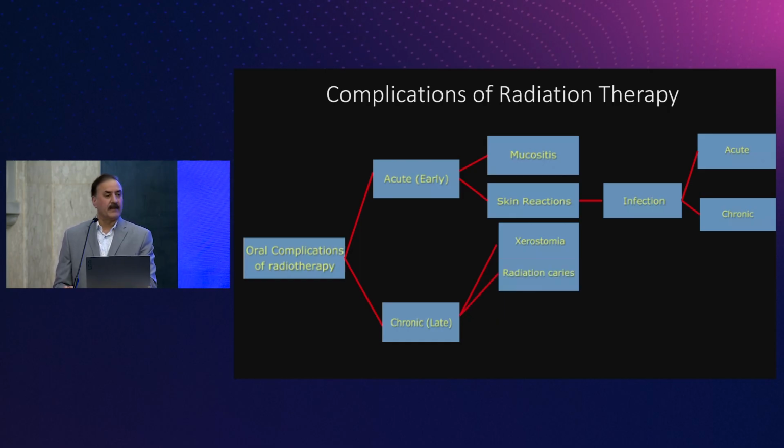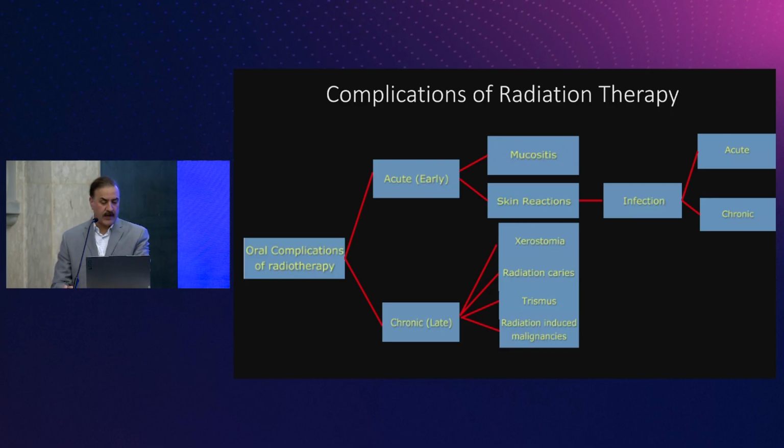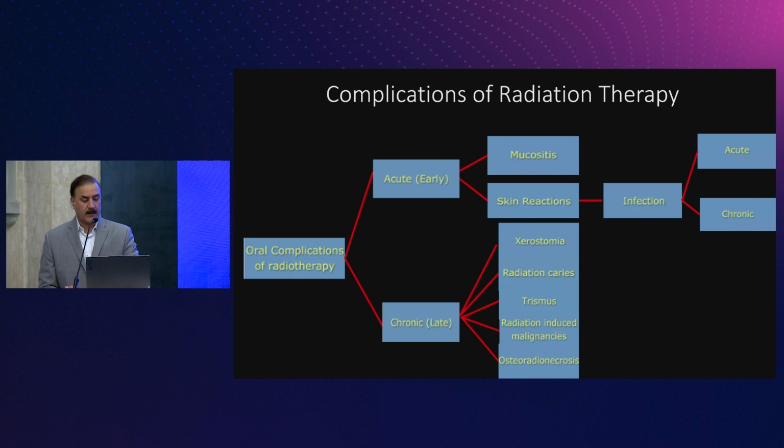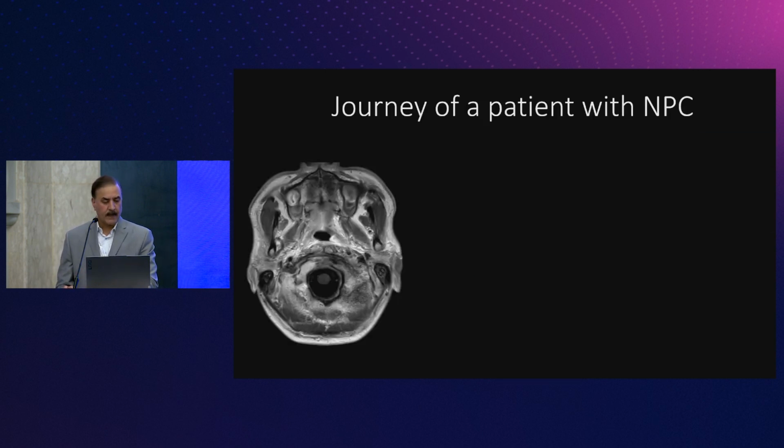You have dental caries that develop in these patients. You have trismus, which can be quite bad at times. They cannot eat anything and have to survive on a liquid diet. And then, of course, the other radiation-induced malignancies and osteoradionecrosis. So these are the complications that you can see in a patient who has been treated by radiation.